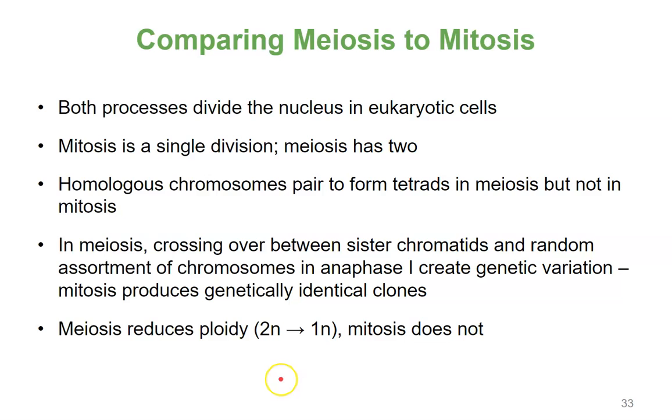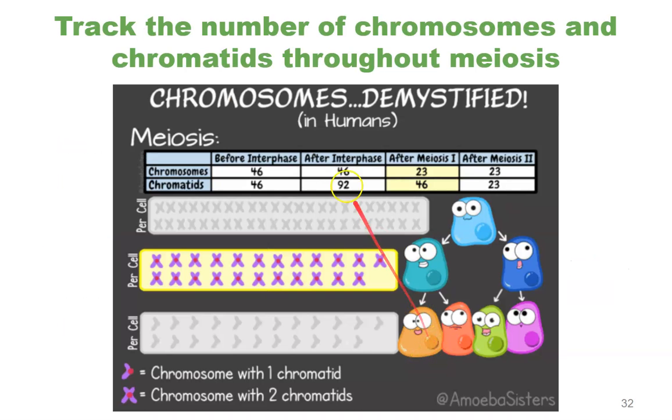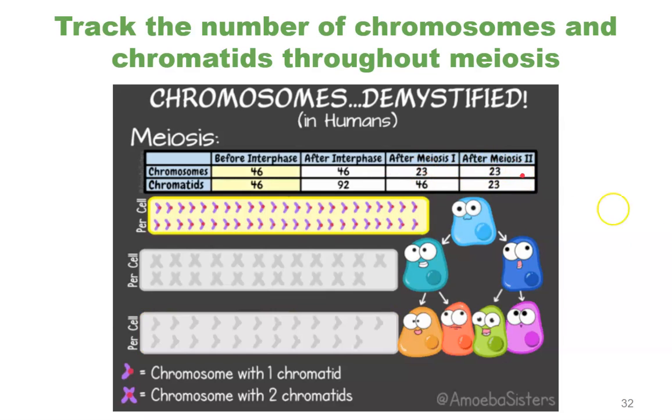And then meiosis is going to reduce our ploidy count. So we're going to go from diploid to haploid. Mitosis does not. Mitosis has diploid to diploid. So remember, we start with 46, we're going to end with 23.